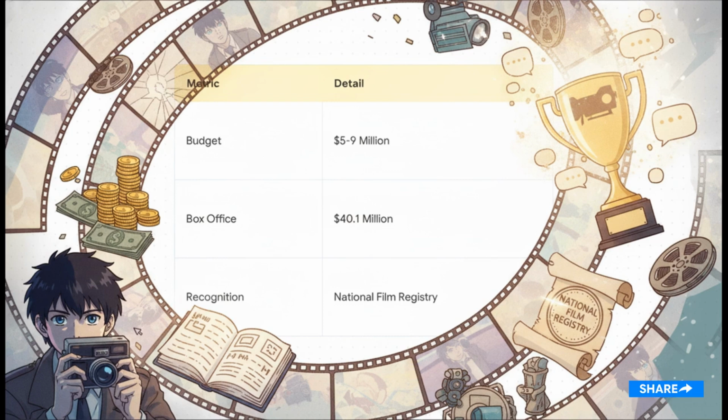Even though major studios initially passed on it because they were terrified it was too confusing, New Market Films took a gamble, and it paid off. Made on a modest budget of around $5 to $9 million, the film pulled in over $40 million worldwide, largely driven by incredible word of mouth. Its legacy was literally cemented in 2017 when the U.S. Library of Congress selected it for preservation in the National Film Registry for being culturally, historically, and aesthetically significant.